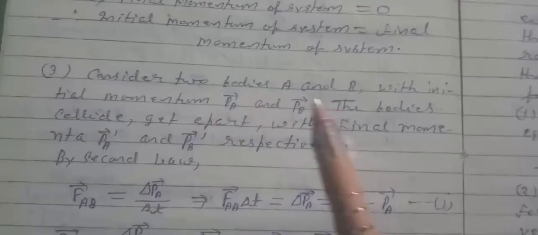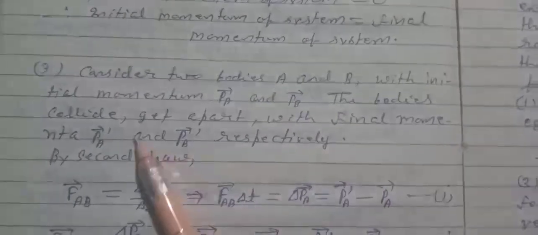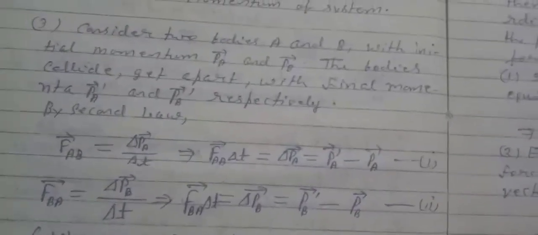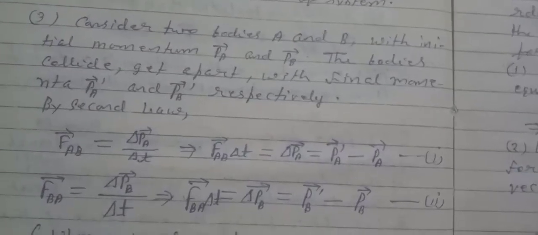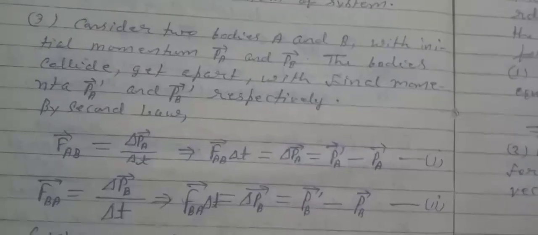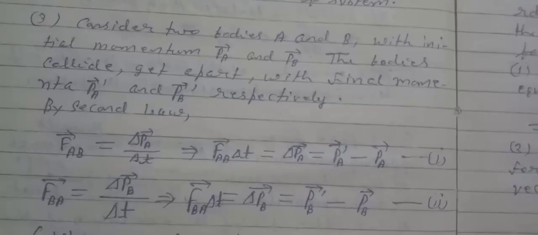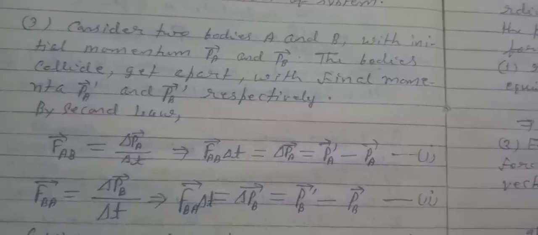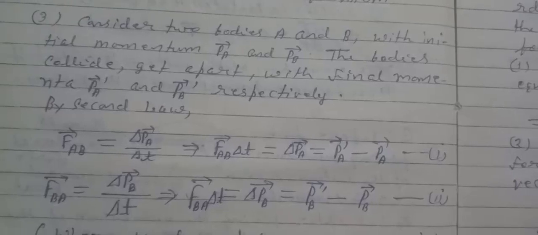Three, consider two bodies A and B with initial momentum PA and PB. The bodies collide and get apart with final momentum PA dash and PB dash respectively. By the second law, the force on A due to B, FAB, equals delta PA by delta T. Or this implies FAB delta T equals delta PA equals PA dash minus PA vector, where PA dash is the final momentum of body A and PA vector is the initial momentum of body A.